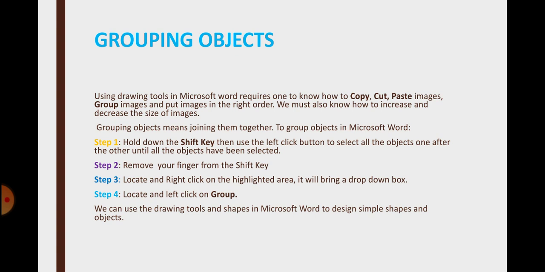First, you hold down your shift key on your keyboard, then use the left click button to select all the objects one after the other until all the objects have been selected. Step 2 is to remove your finger from the shift key. Step 3 is to locate and right click on the highlighted area. It would bring a drop down box. Step 4 will be to locate and left click group.